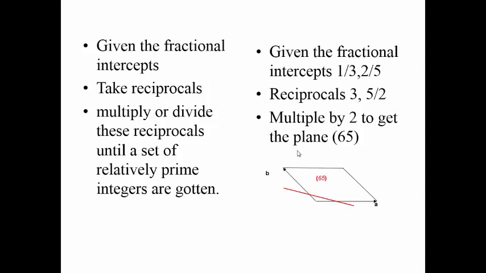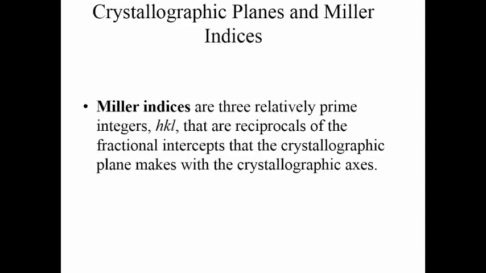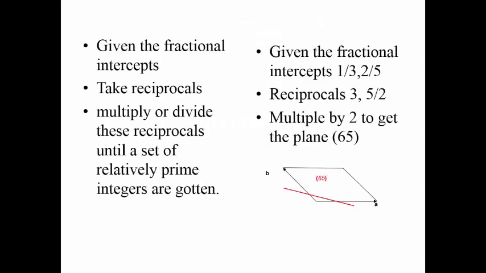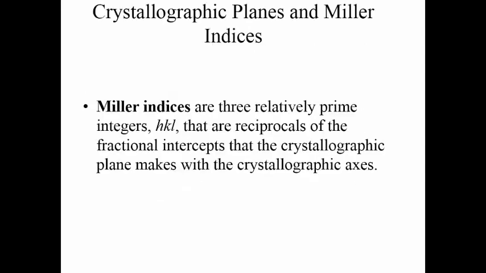So here is the 6, 5 plane. Along the x-axis, it comes in at a 6th, and along the y-axis, it comes in at a 5th. The Miller indices are the 3 relatively prime integers, HKL, that are the reciprocals of the fractional intercepts that the crystallographic plane makes with the crystallographic axes.